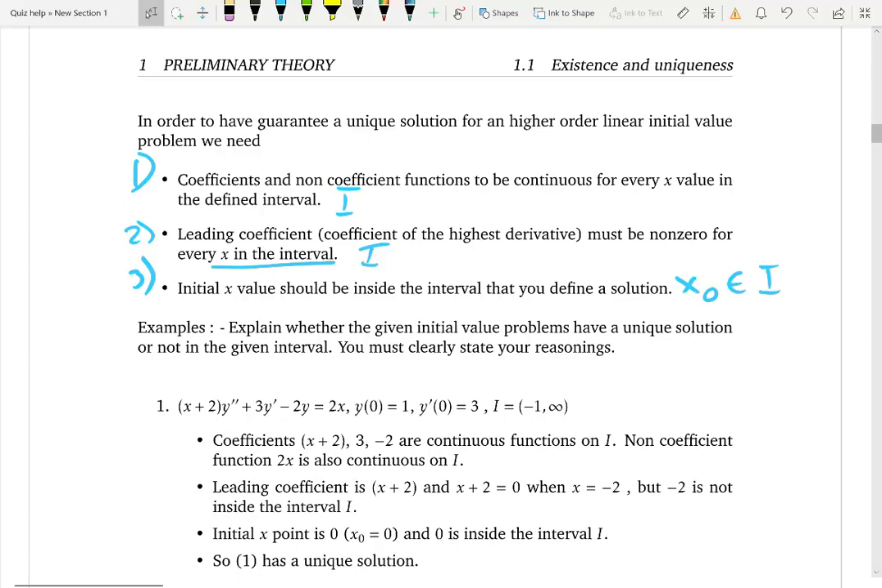So remember that. The third condition is a little bit different, where it says something should happen inside the interval. The x naught, the initial starting x value, should be inside the interval. So don't mix up the second condition and the third condition. The second condition says make sure the leading coefficient is not 0 for every x value in the interval. But the third condition says the initial point x naught should be inside the interval. So don't mix up what should be inside the interval and what should not be.